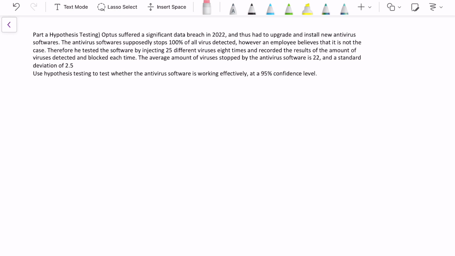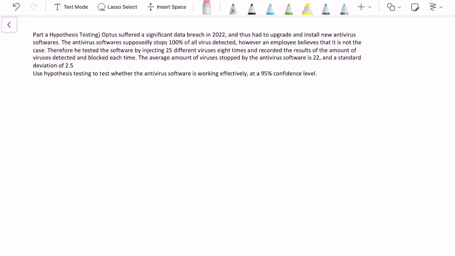Therefore, he tested the software by injecting 25 different viruses 8 times and recorded the number of viruses detected and blocked each time. The average number of viruses stopped by the antivirus software is 22, with a standard deviation of 2.5. Therefore, using hypothesis testing, we can test whether the antivirus software is working effectively at a 95% confidence level.